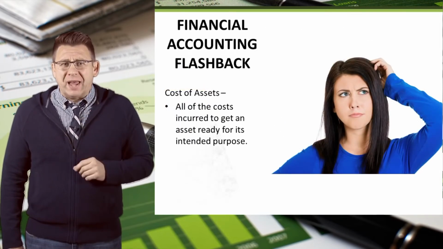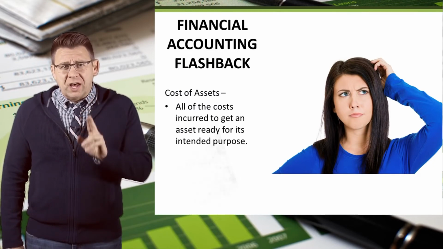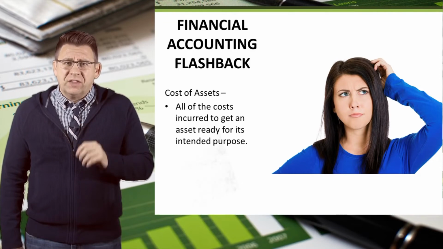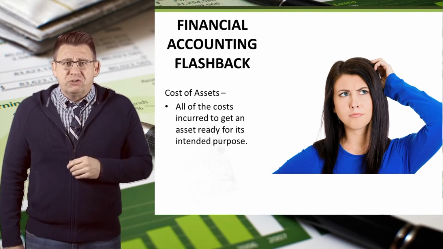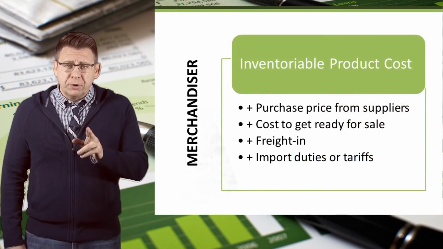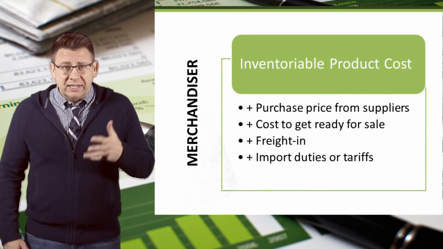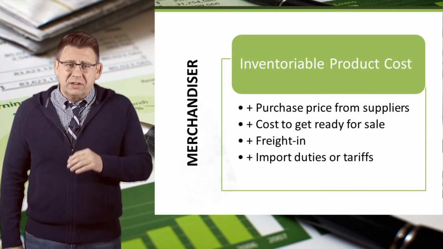So let's flash back to financial accounting for a moment. We learned that the cost of an asset is all of the costs incurred to get the asset ready for its intended purpose. That definition applies to inventory because it's an asset. So for merchandisers, the cost of the product, plus shipping and handling, etc., are included in the cost of the asset and debited to inventory.